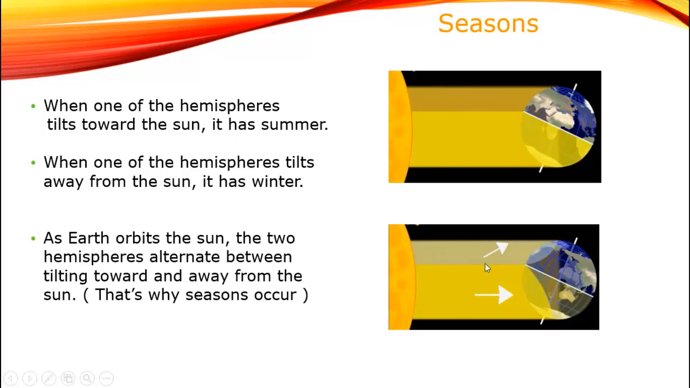As Earth orbits the Sun, the two hemispheres alternate between tilting toward and away from the Sun. That's why seasons occur. So, what causes the seasons? They are caused by the tilting of the Earth's axis and its orbit around the Sun. So, the hemisphere that tilts towards the Sun has summer, and the hemisphere that tilts away from the Sun has winter.